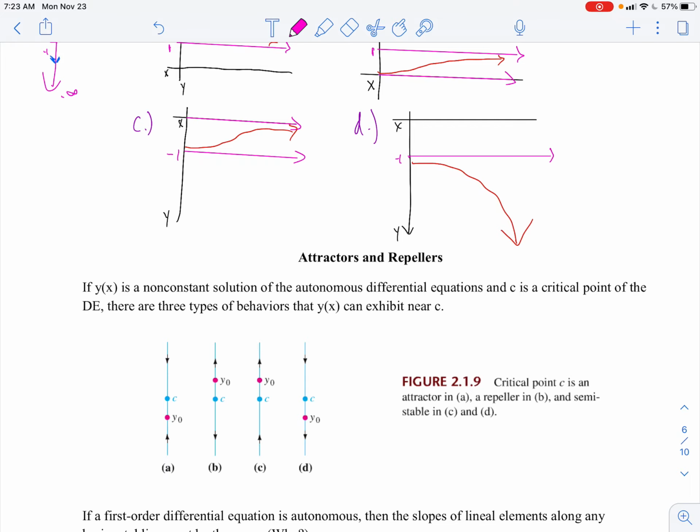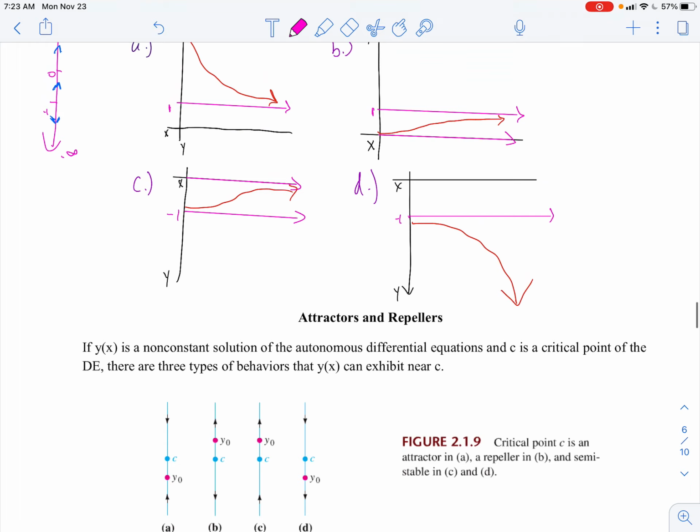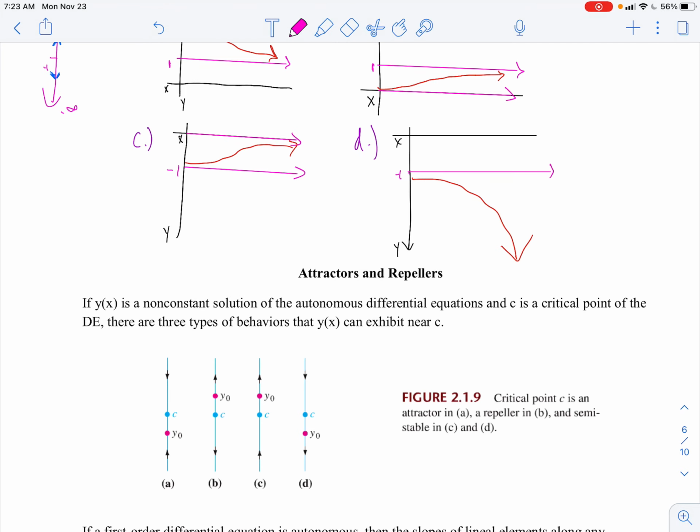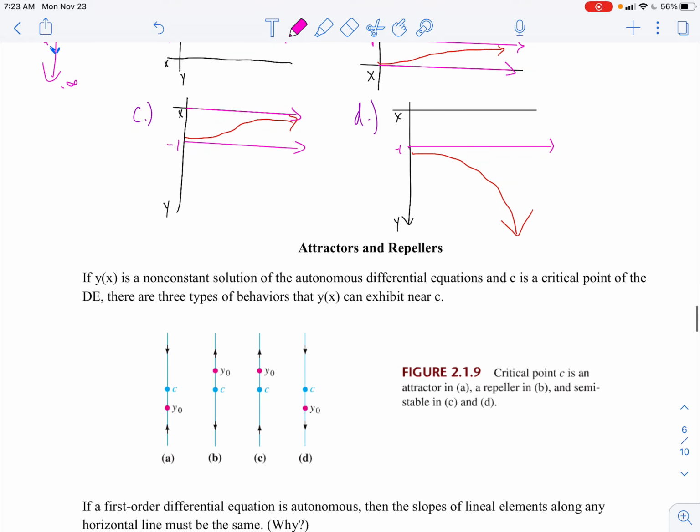It could be a repeller, where it's bouncing off of that critical point. Like what we had for negative 1 up here, we could tell that it's going away from negative 1 in both spots. So that's going to be a repeller. And then a semi-stable one is where your critical point is in between a pathway. They're either both going up or they're both going down.